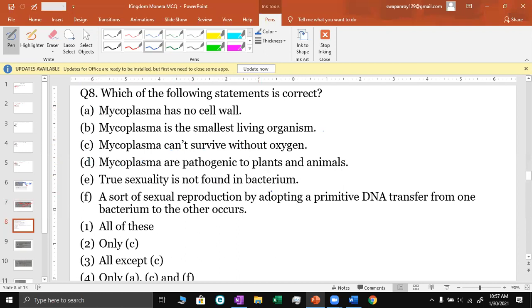True sexuality is not found in bacteria. This is a sort of sexual reproduction, by adapting primitive DNA transfer from one bacterium to others. So out of this, which statements are correct? It is given as option that all of these are correct. Here is only C, statement C, this one is correct. All except C, and there is only A, C and F.